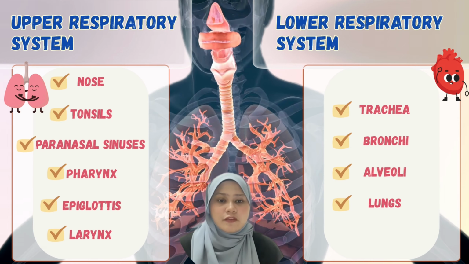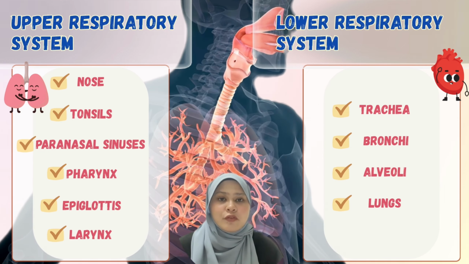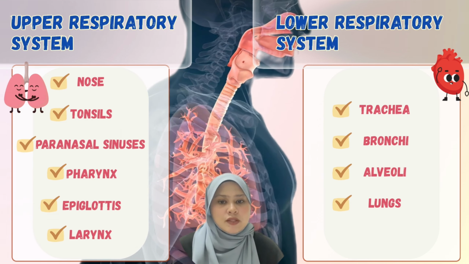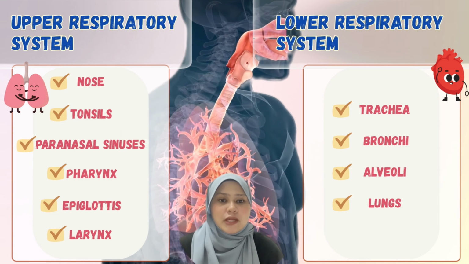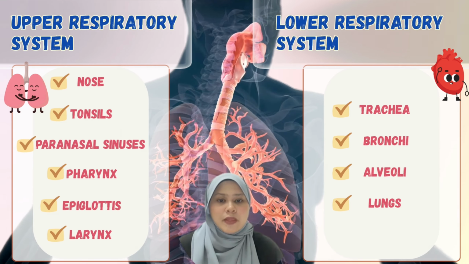we breathe, the pharynx, a muscular tube that serves as a pathway for both air and food, the epiglottis, a flap-like structure that prevents food from entering the airway, and the larynx, also known as the voice box, which produces sounds and protects the trachea.